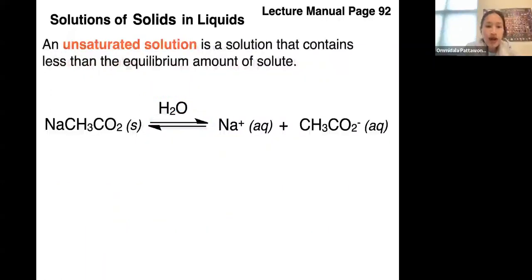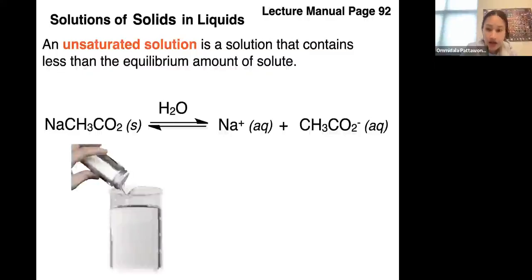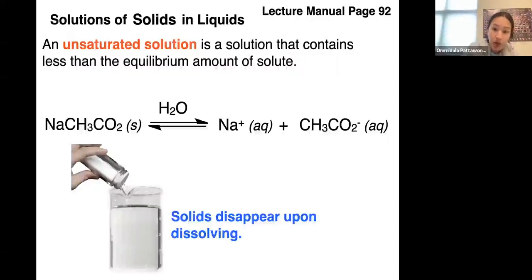When we are talking about an unsaturated solution, this occurs when it has not reached equilibrium yet. This occurs when you have less of the solid than at the equilibrium point. If you continue adding solid, it's going to be able to dissolve more and more, right? So the solid will eventually disappear upon dissolving. As I mentioned again, in this case, the solution would be able to dissolve more solute.